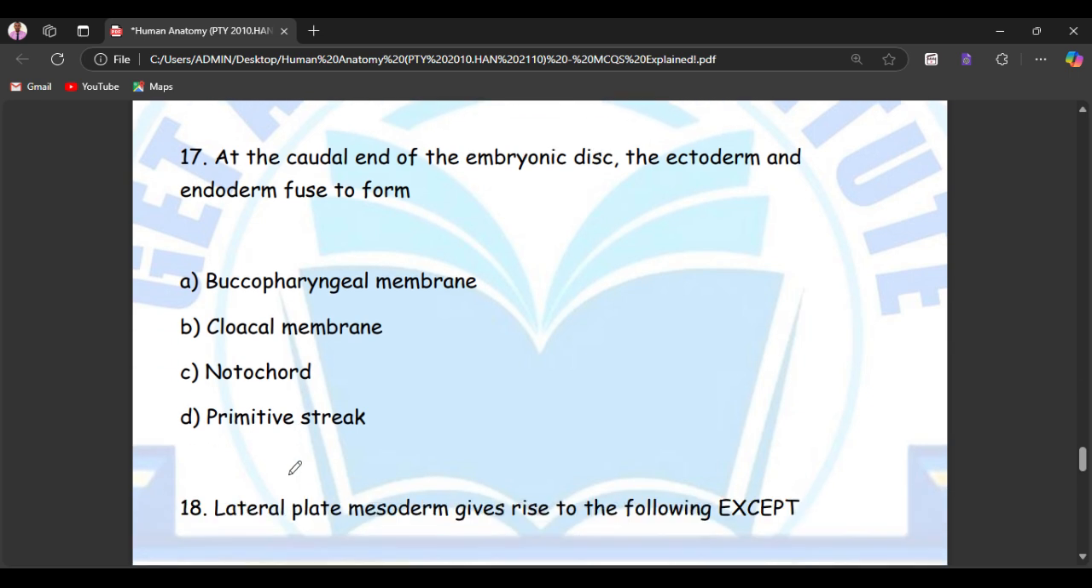We go to question number 17. So question number 17 says, at the caudal end of the embryonic disc, the ectoderm and the endoderm will fuse to form what? So we have buccopharyngeal membrane, cloacal membrane, notochord, primitive streak. So to this question, our answer is going to be B, which is the cloacal membrane.